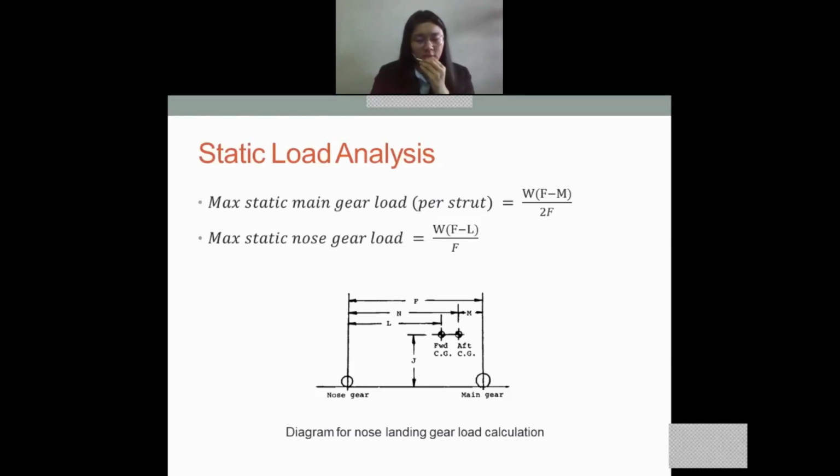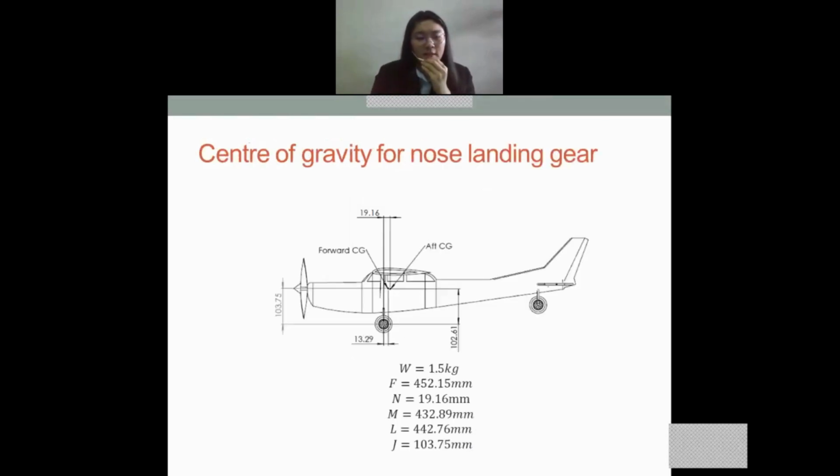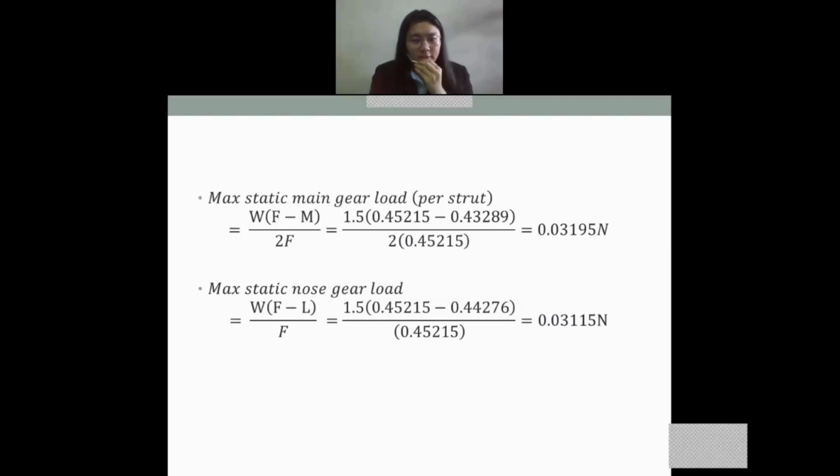And this is the diagram for nose landing gear load calculation. And this is the figure for center of gravity for nose landing gears. And this is the information that is required. And this is the result for the maximum static main gear load, which is 0.03195 Newton, and the maximum static nose gear load is 0.03115 Newton.